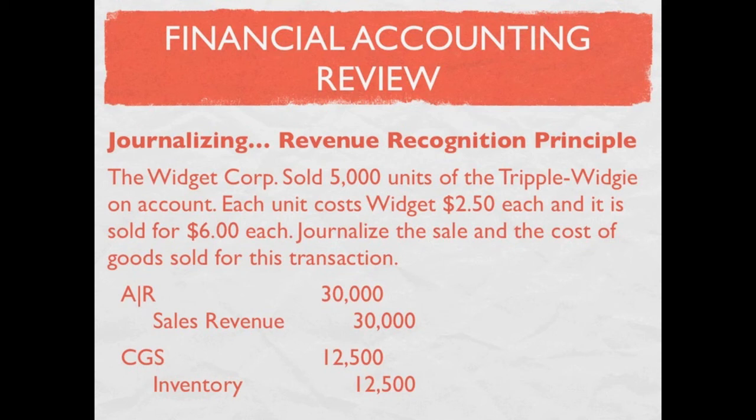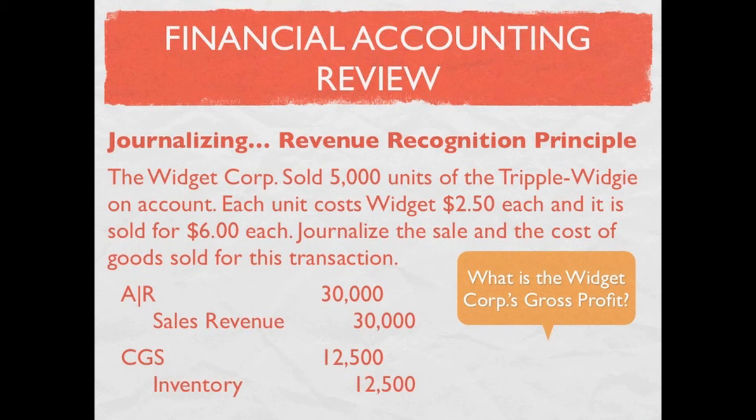Also, you should recall a form of the income statement that you discussed in financial accounting called the gross profit income statement. So in this case, we can calculate our gross profit at this point. Remember that gross profit is sales less cost of goods sold equals gross profit. So in this case, it would be $30,000 less $12,500 would give us gross profit of $17,500.